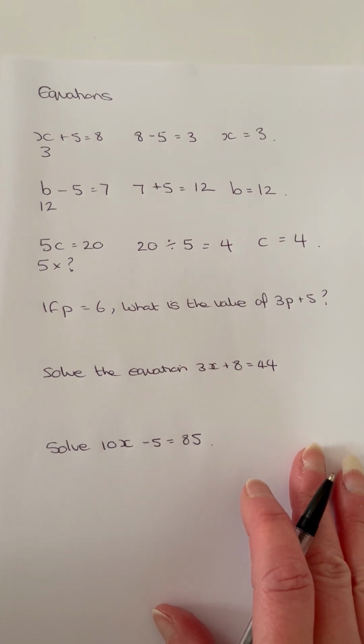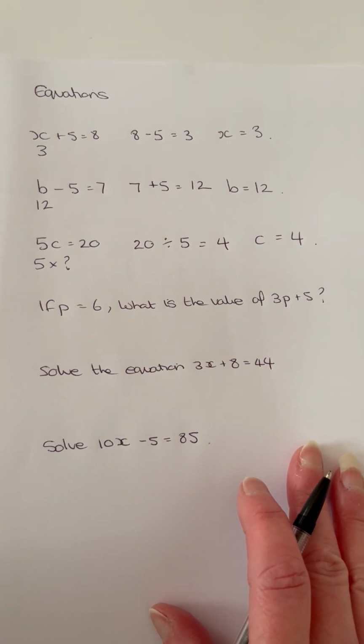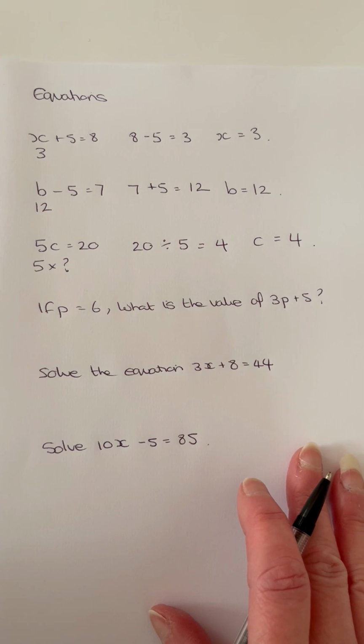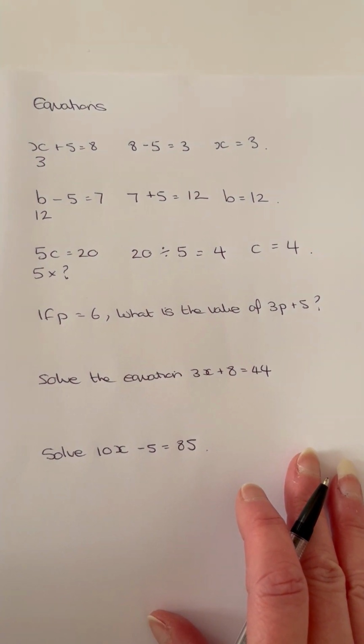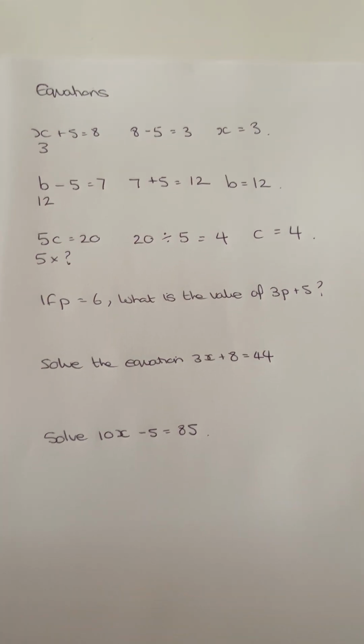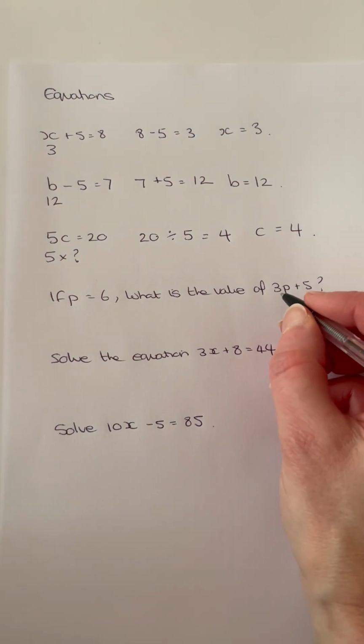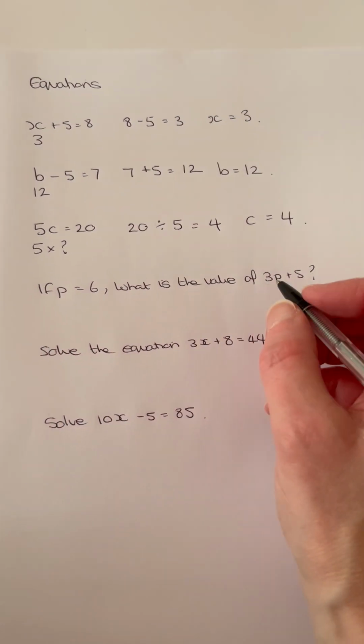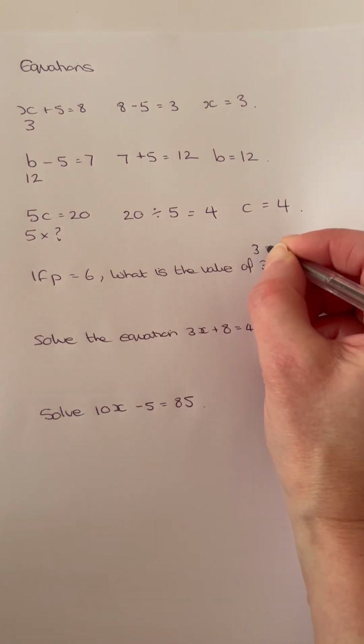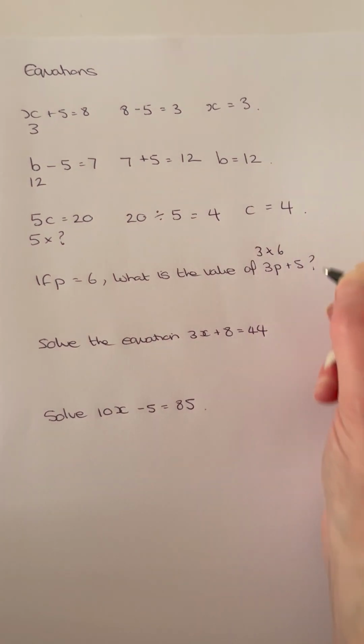Right. The next question is, if p equals 6, what is the value of 3p plus 5? So it's not actually 3p pence because we're looking at algebra. So what we know is p represents 6. So this is actually 3 times 6.